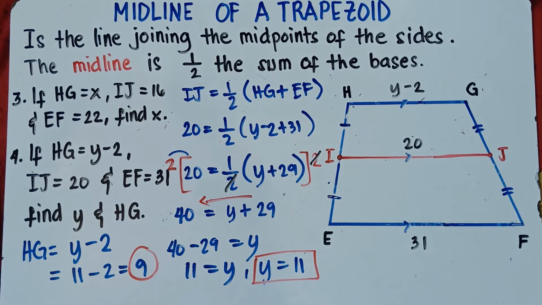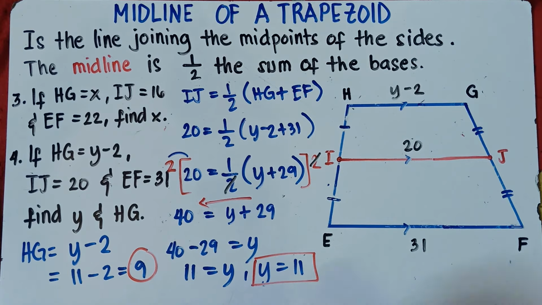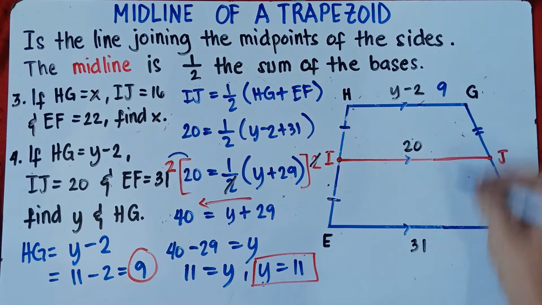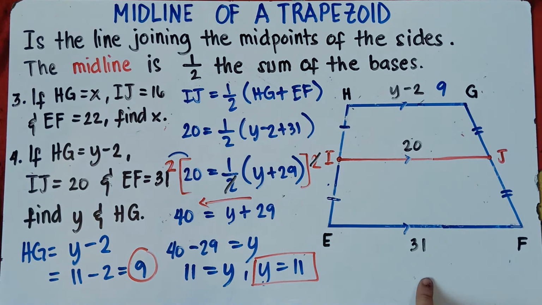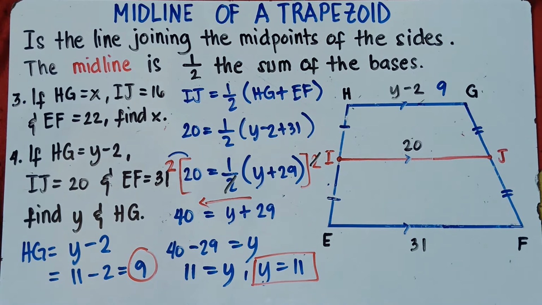So let's check our answer, class, if we really get 20 for this one. If hg is 9, then 9 plus 31 is 40. Divide it by 2, do we get 20? Yep, we get 20. Therefore, 9 is correct, class, for hg. That's it, class, for number 4.